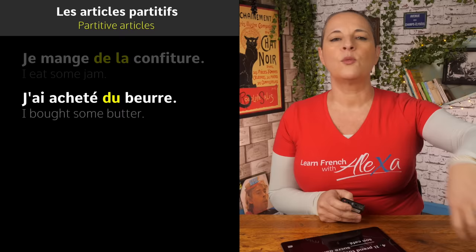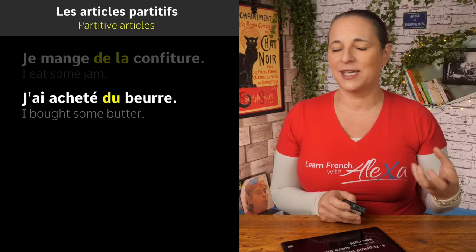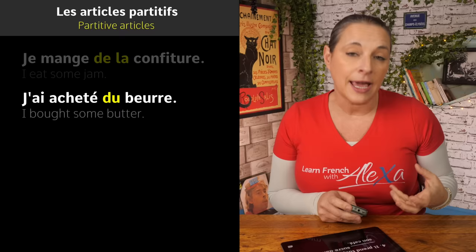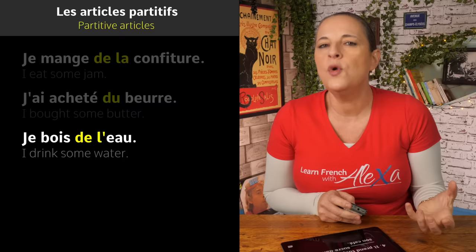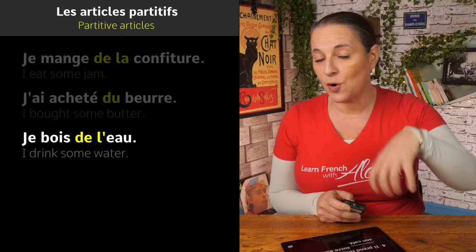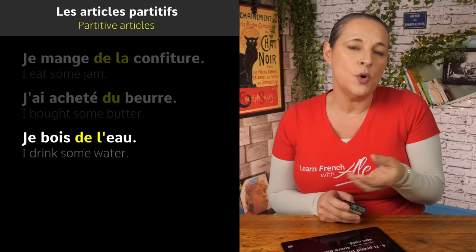Now, when using de l' with an apostrophe, as I said to you, when the word begins with a vowel, regardless whether it's feminine or masculine, or it begins with a silent H, okay, it would be de le. So, je bois de l'eau. I drink some water. Eau begins with a vowel, and therefore we drop the A, okay, the A, and we put an apostrophe, de l'eau, okay?